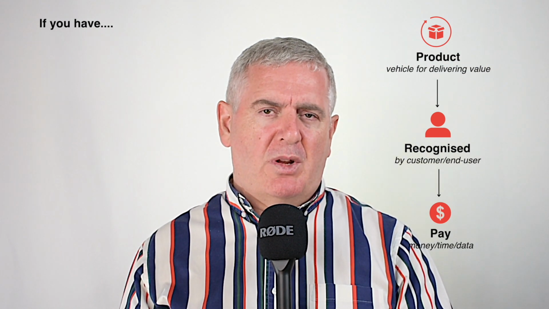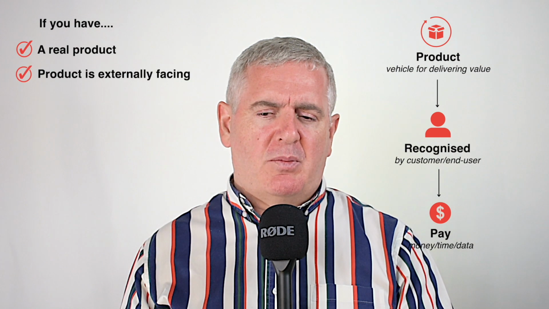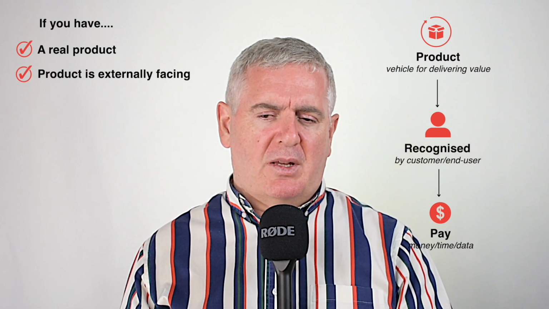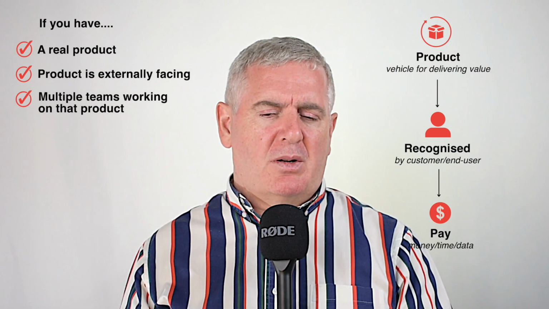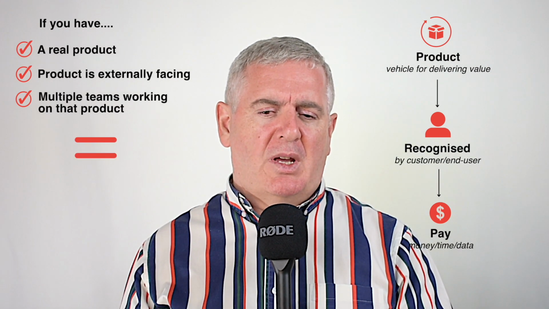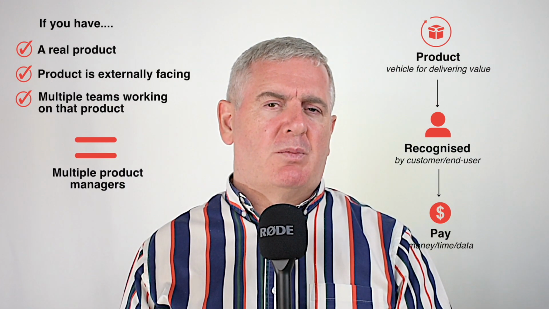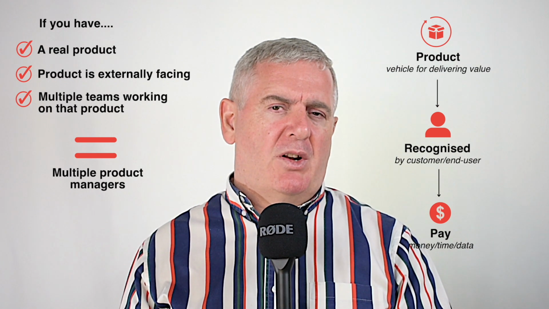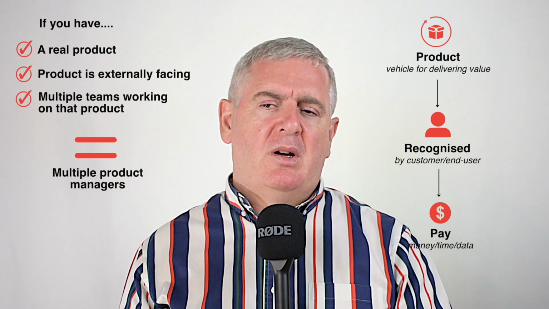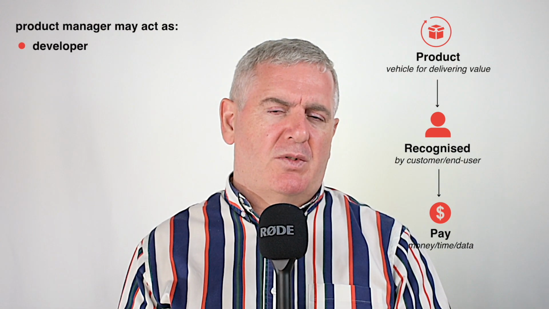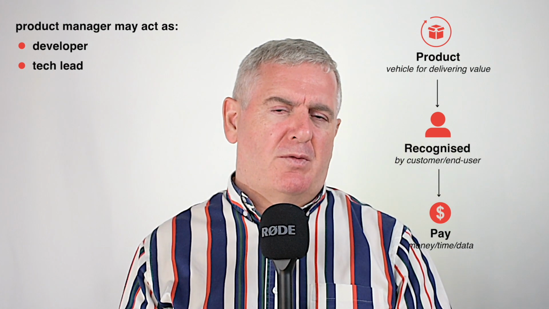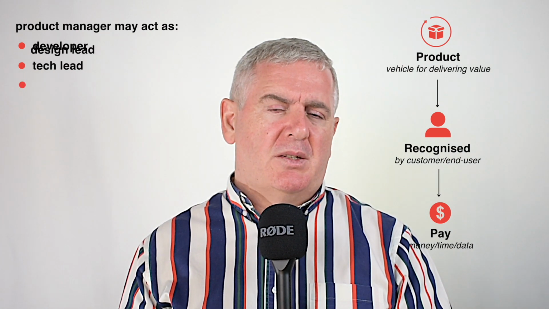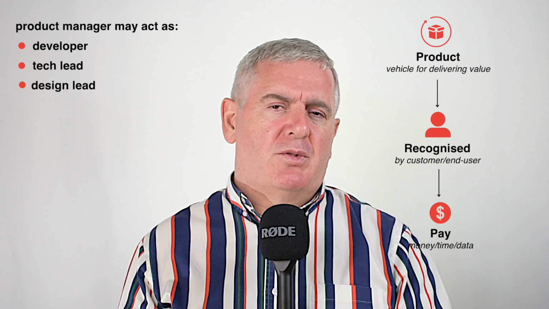And so if you have a real product and that product is externally facing, just like I mentioned, and if you have multiple teams working on that product, you're going to have a situation where you might have multiple product managers. If you had product managers working in teams, the product manager might act as a developer in a team from a Scrum point of view. A tech lead from a product management point of view would operate as a developer from a Scrum point of view, and the design lead would act as a developer from a Scrum point of view.